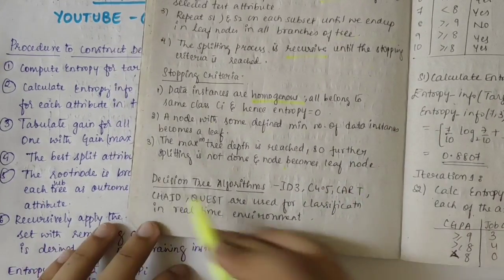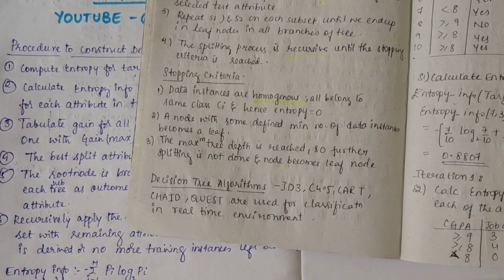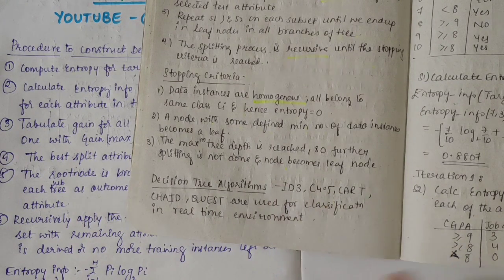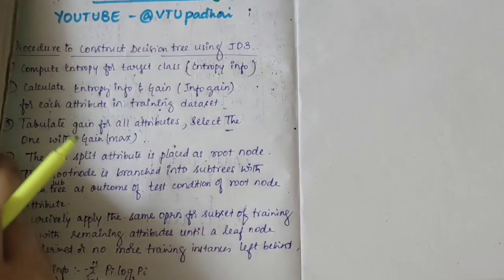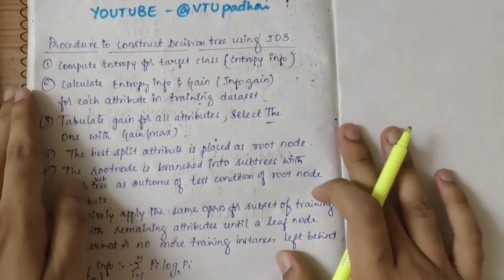Then we have decision tree algorithms. The first one is ID3, then C4.5 and CART. We'll be looking into all these three, solving a question for each of them. Starting from the ID3 algorithm, here I've written down the procedure.